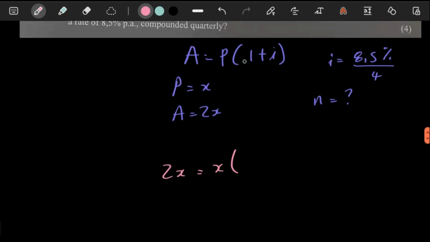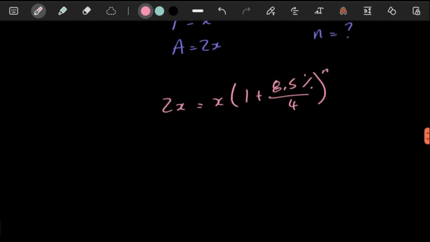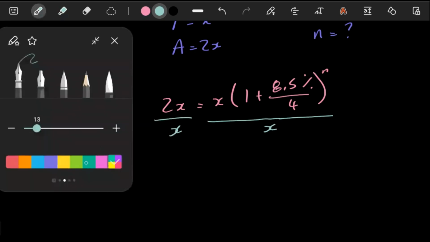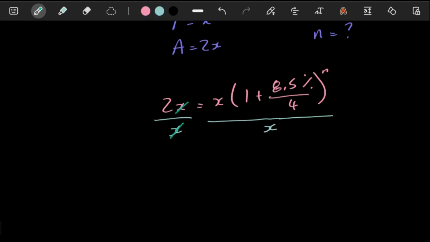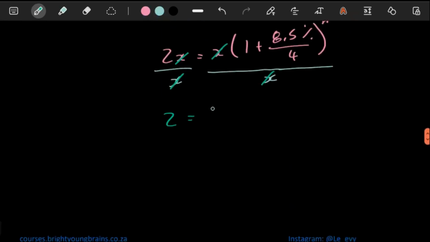So let's throw the information we have into our equation. For our value of i, I always like to write the percentage symbol there. Oh, I forgot to put n there. Here, fortunately, you can just divide by x on both sides and get rid of the x's. Then you just have 2 equal to this. You can just leave it the way it is and deal with it later.